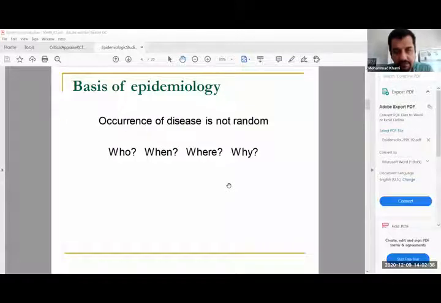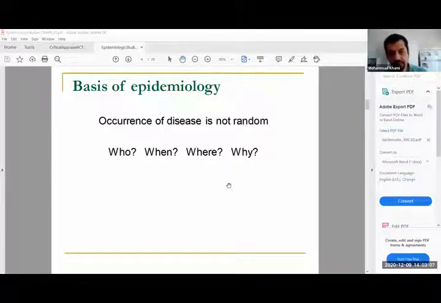There is a really important sentence, which is truly the basis of epidemiology. The sentence is this: occurrence of disease is not random. So this is the basis of epidemiology. All other things in the science and discipline of epidemiology are constructed around this base and this core.